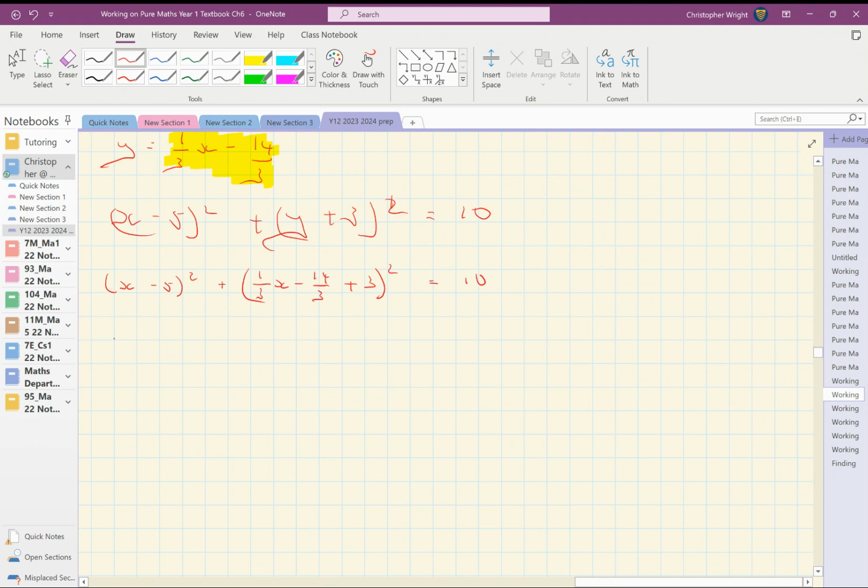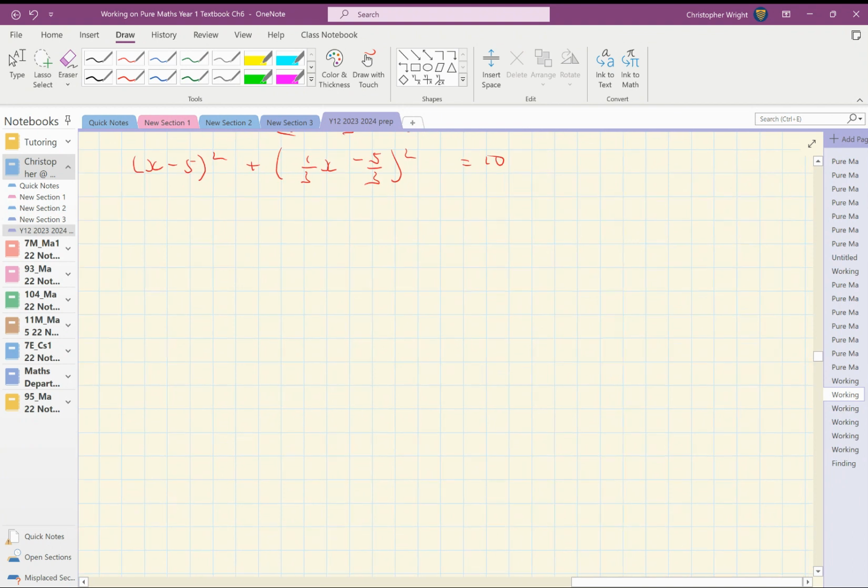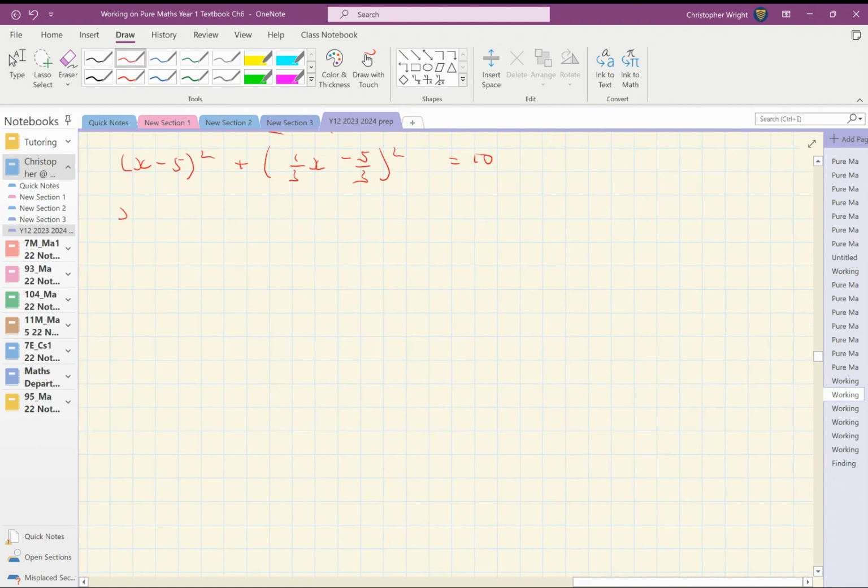Before I do any multiplying out, let's tidy this bracket up here. I've got a third of x minus 14 thirds plus 9 thirds, which is minus 5 thirds, squared equals 10. Okay, x minus 5 squared is x squared minus 10x plus 25. Plus a third of x minus 5 over 3 all squared is going to be a ninth of x squared.